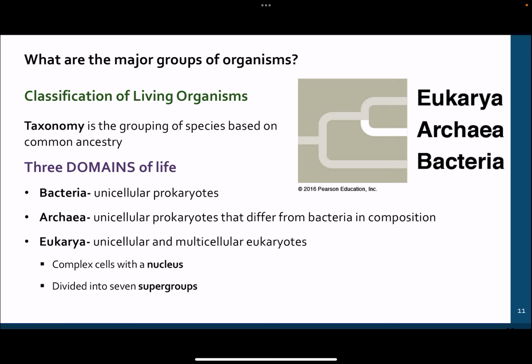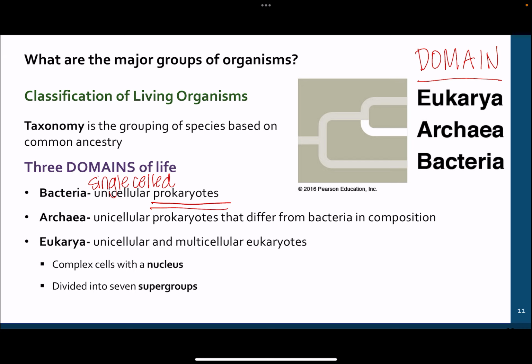A domain is the largest, most broad category that you are going to get. There are 3 domains: the eukaryotic domain, the archaea domain, and the bacterial domain. The bacteria and archaea domains are our single-celled, or unicellular, organisms. They are made up of cell types called prokaryotic cells, and so we call those organisms prokaryotes.